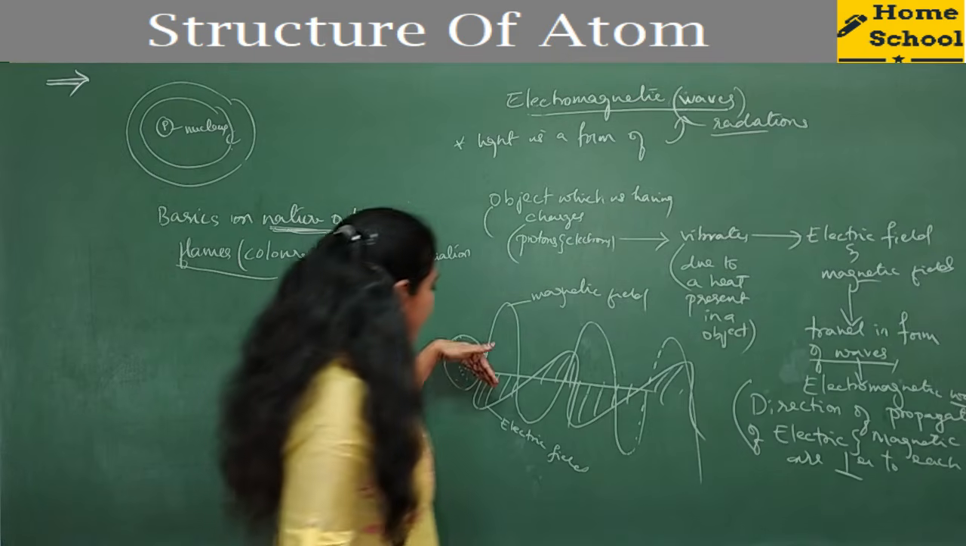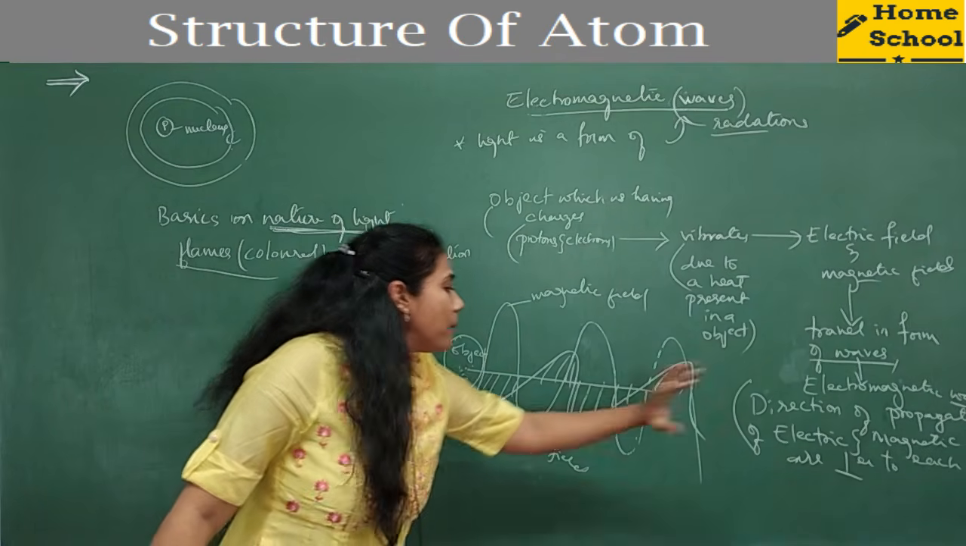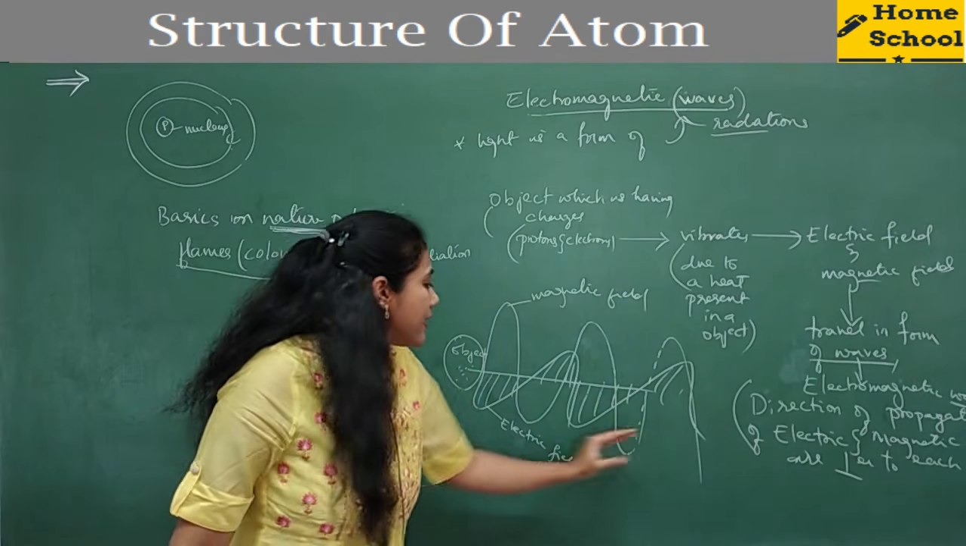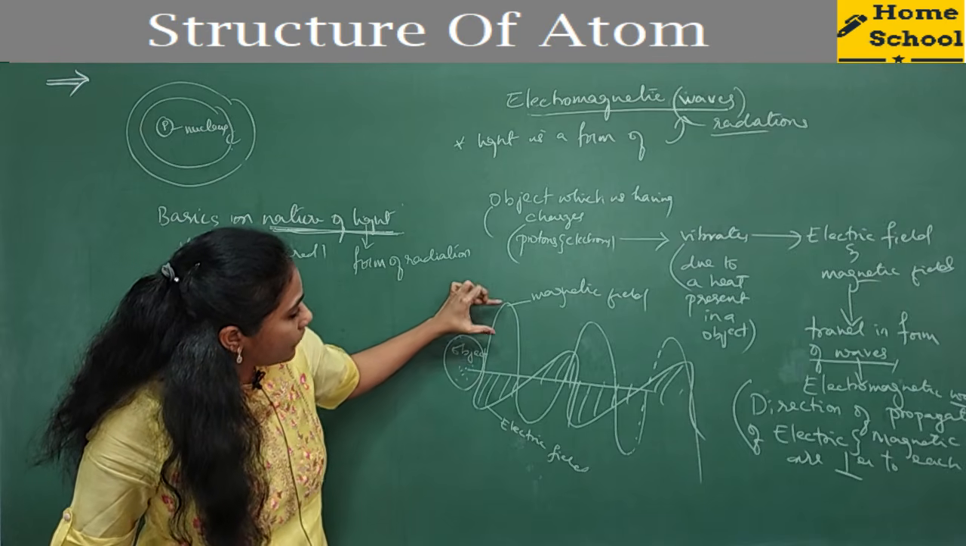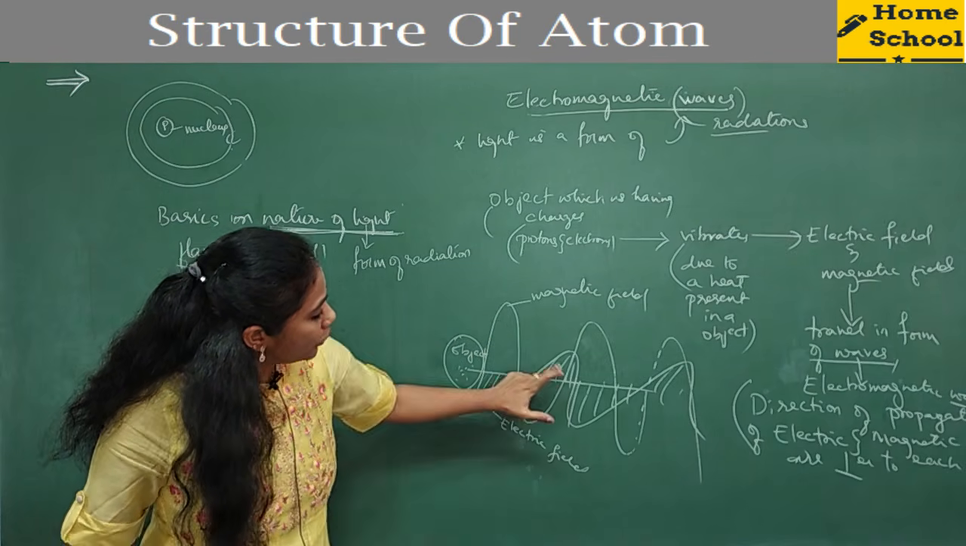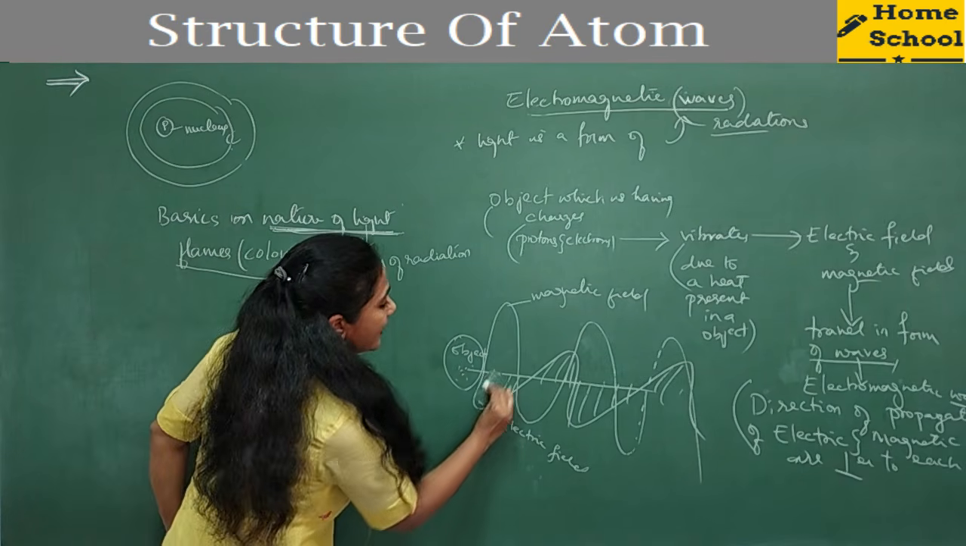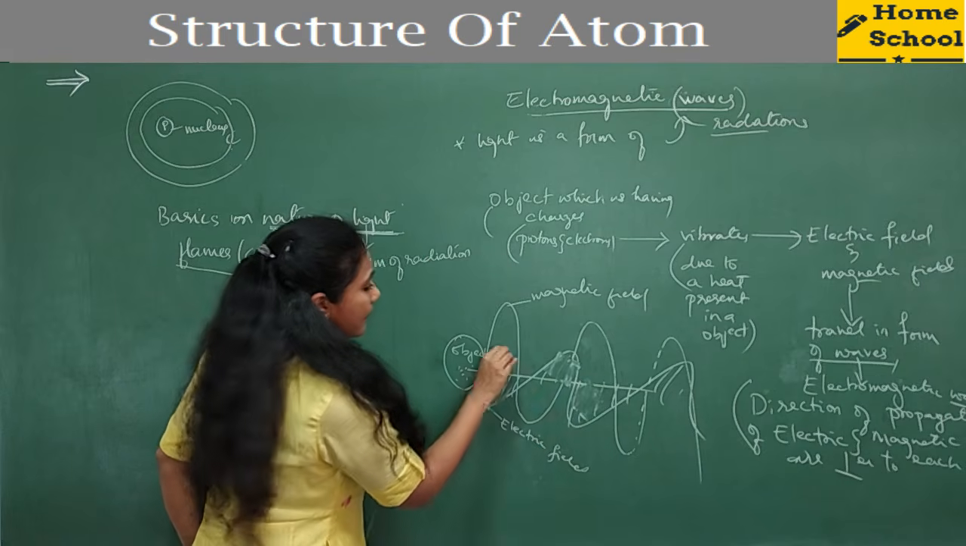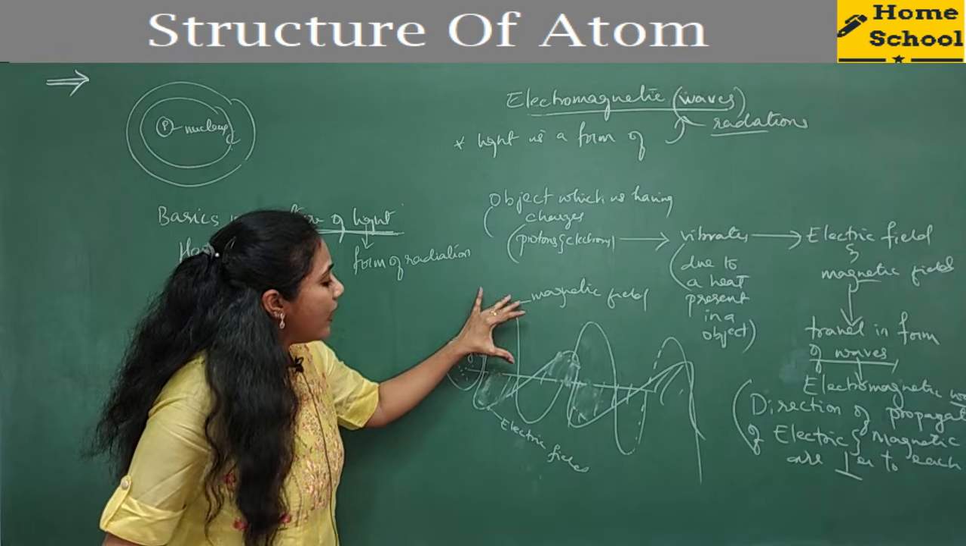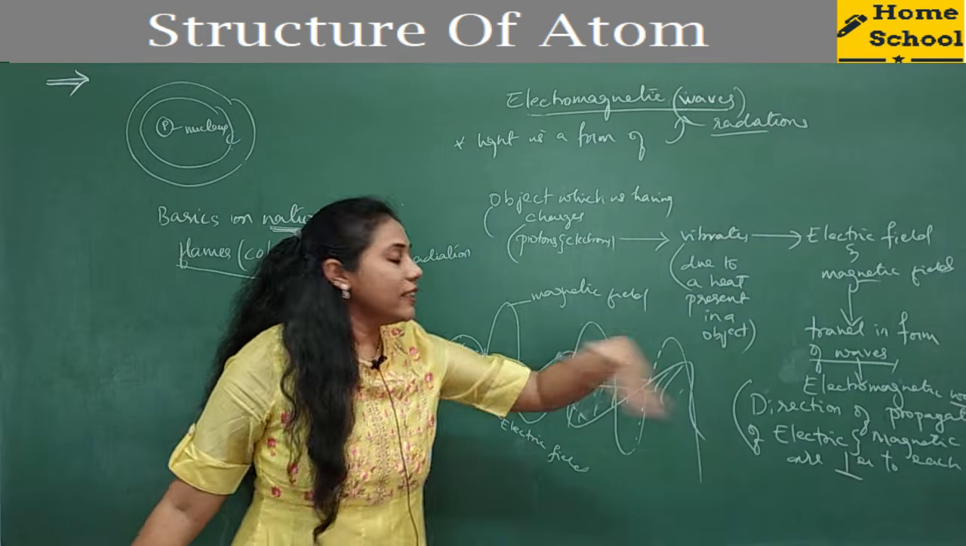Okay, so if the electric field is going in this form of a wave, then the magnetic field goes like this. See, their direction, this wave is actually perpendicular to this wave. Okay, the shaded area is one wave and the empty area is another wave. So one wave is perpendicular to another wave.